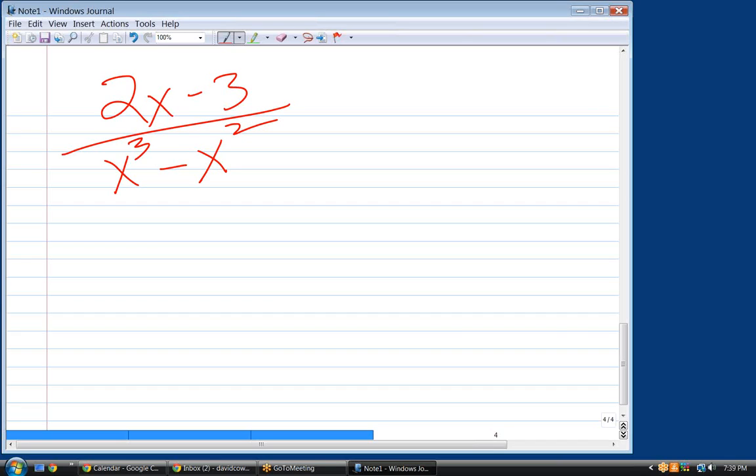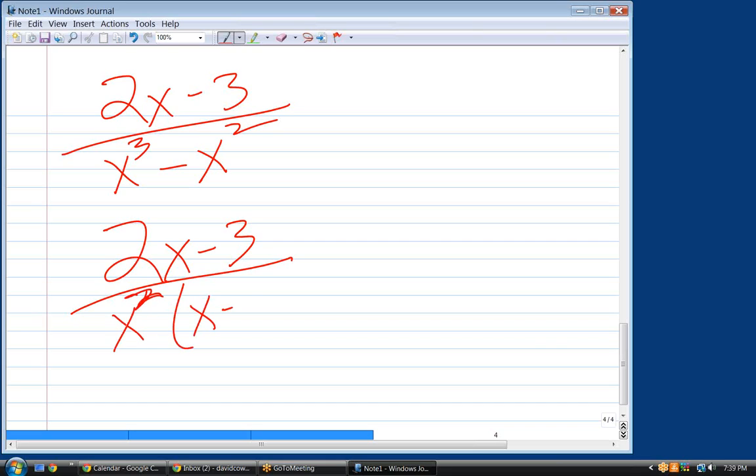Okay. Partial fractions always means that your denominator has to have a product in it. Right now it's got subtraction going on. But I can make a product by factoring out an x squared, leaving x minus 1. Okay?